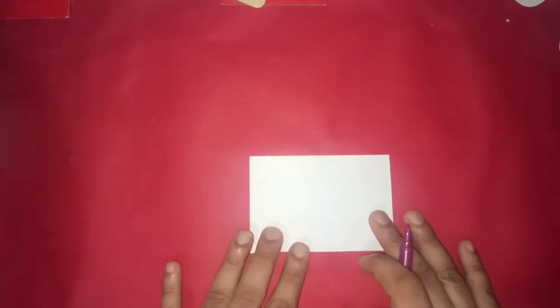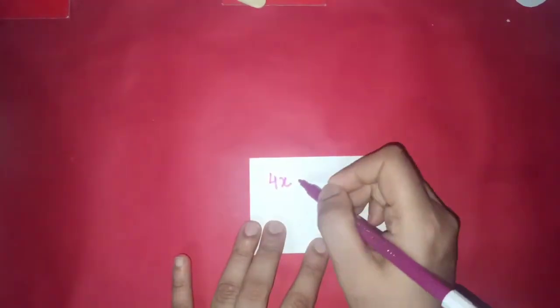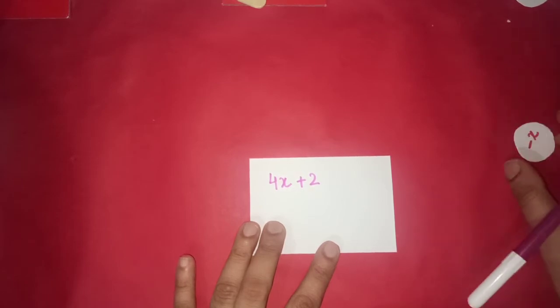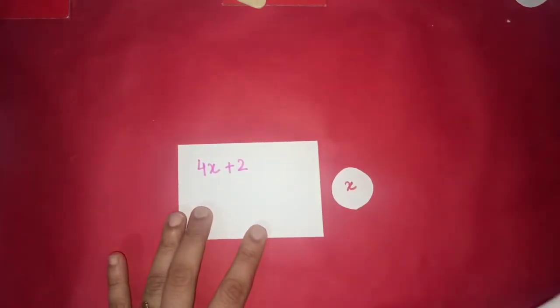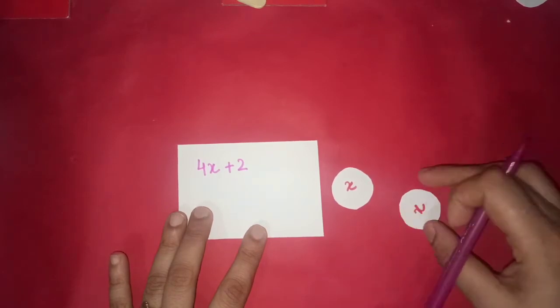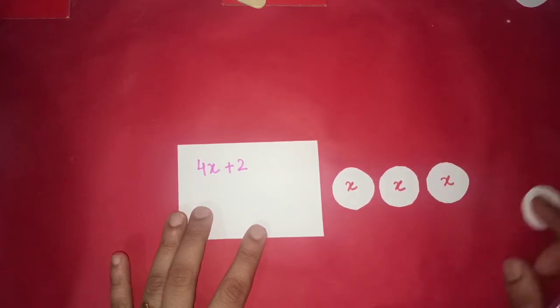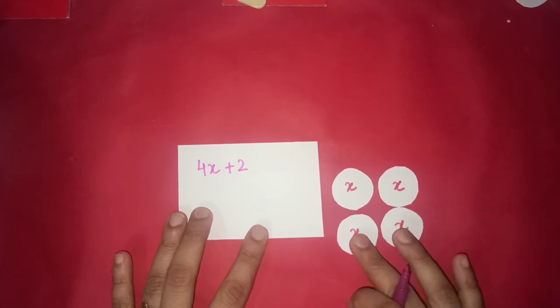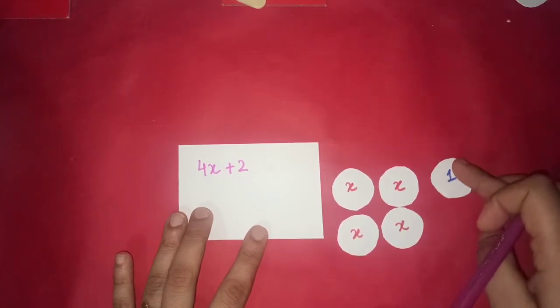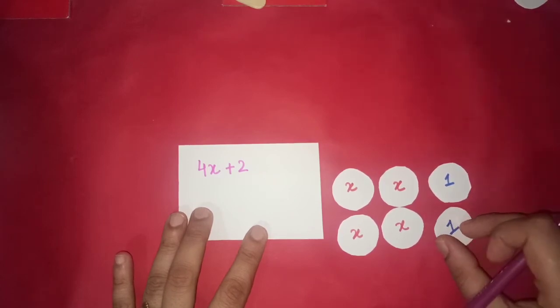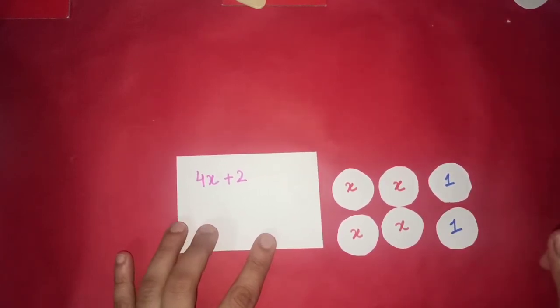Let us now look at some expressions. 4x plus 2. What do I need to represent them using the tiles? I need 4x. Yes, I have 4 x's with me. And I need 2 1's. So this shows the expression 4x plus 2.